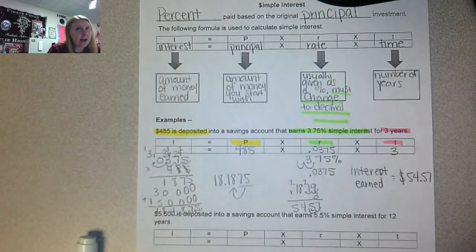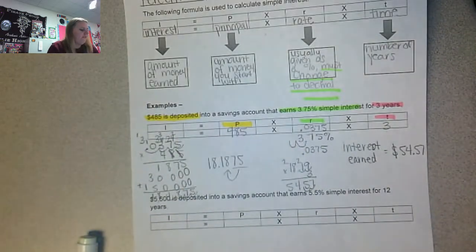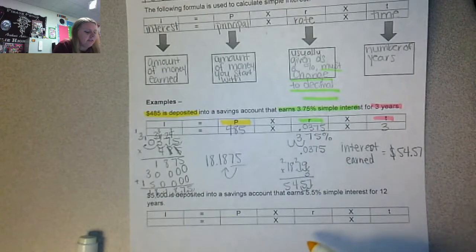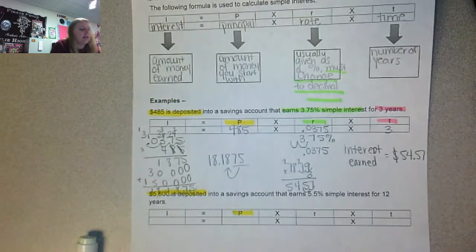If you want to try it on your own and then check yours, you can pause this video right now. So the first thing I'm going to do is look for my principal. My principal is the amount of money that I'm depositing into the bank, how much money I'm starting with. So I have $5,600 deposited into the savings account. So I'm going to highlight that in yellow, and I'm going to understand that that is my principal. That is how much money I'm starting with.